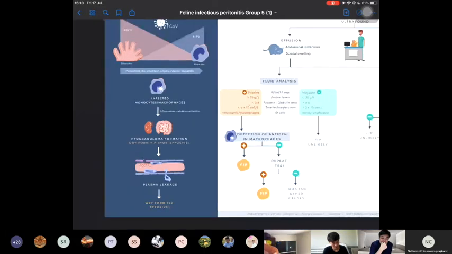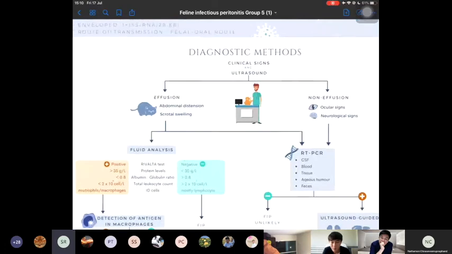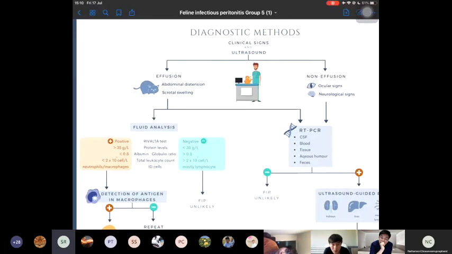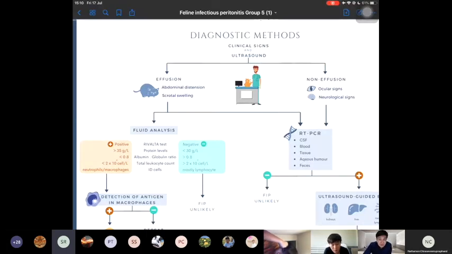Now we move to the final part of the presentation. For diagnosis methods, we start with physical examination to find clinical signs. The wet or effusive form typically manifests as a vasculopathy associated with abdominal, pleural, and pericardial effusion, while the dry or non-effusive form is typically associated with ocular and neurological signs. Ultrasound is used for detection of small volumes of fluid in the thorax and abdomen. Moreover, ultrasound can be used to guide fluid sampling.